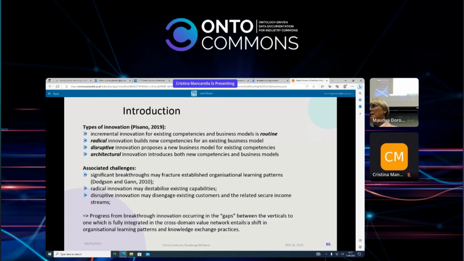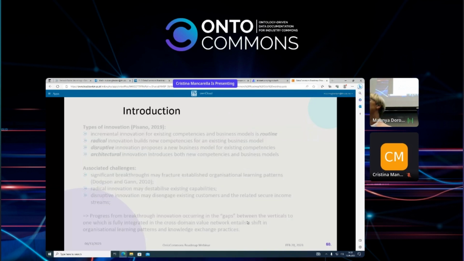So when we go from breakthrough innovation, which we identify as occurring in the gaps between the different domains, where there is a huge amount of potential for innovation, to where we integrate them across the full value network across domains, something that's fully integrating will inherently require, according to these classifications, new organizational learning patterns and an update of knowledge exchange practices. And this is where OntoCommons really helps with this process.